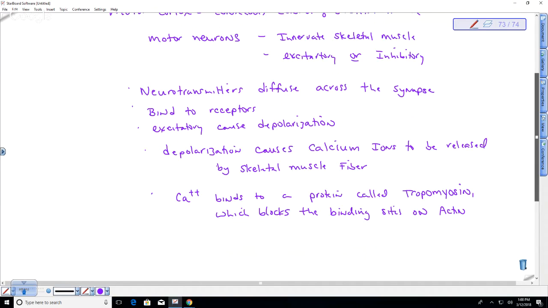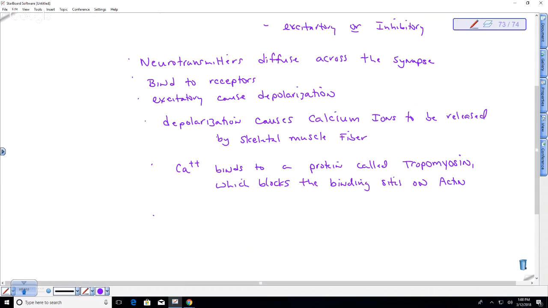The binding of calcium causes tropomyosin to move. And I think I forgot one thing. So this actually binds to a protein called, I have to go back up here, troponin. So the calcium actually binds to troponin. Tropomyosin is what blocks. This will make sense when I show you a video in a second. So the tropomyosin changes shape and moves.